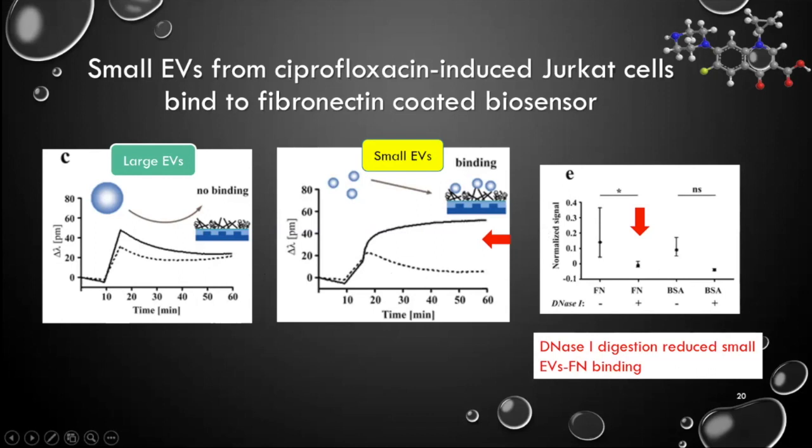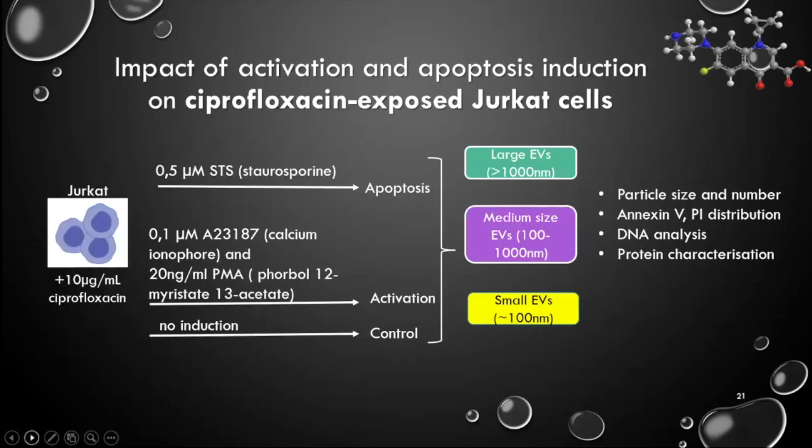To check whether this binding has something to do with the DNA, they applied the DNase I treatment and observed a significant decrease in the signal with DNase I digestion in the fibronectin-coated biosensor, saying that small EVs from the ciprofloxacin-induced Jurkat cells bind to the fibronectin-coated biosensor.